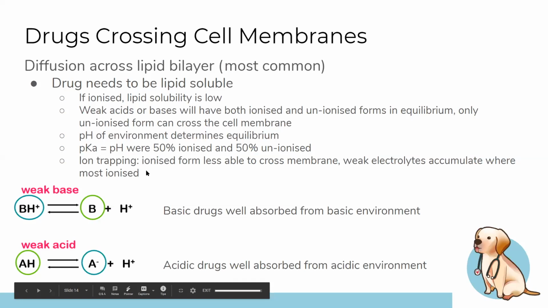So we can also get ion trapping. So since only unionized forms can cross the lipid bilayer, the ionized forms basically accumulate next to it. And so basic drugs are well absorbed from a basic environment, and acidic drugs are well absorbed from an acidic environment.